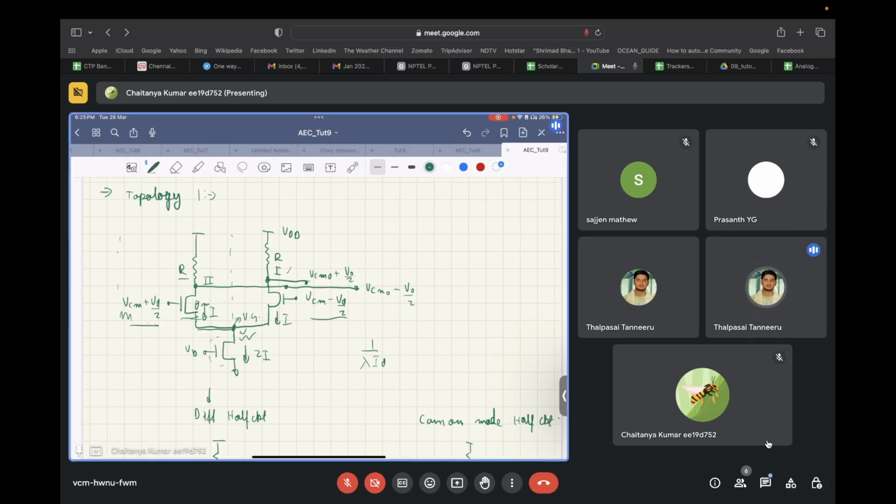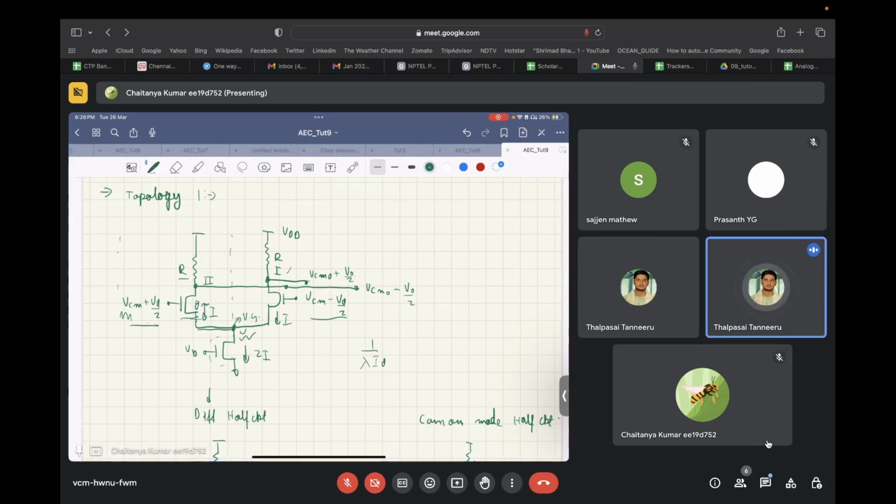Till to some extent, you can increase the value of lambda by basically increasing the length of the transistor, but that also will saturate after some point. And then if you increase the length of the transistor too much, then you will have parasitic capacitances that will kill your gain at very high frequencies.